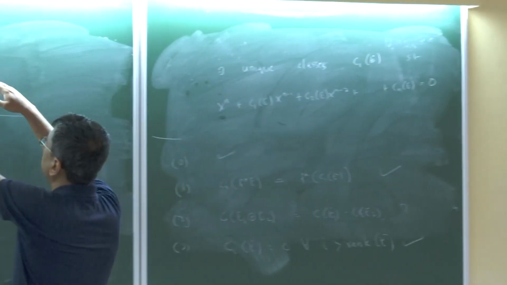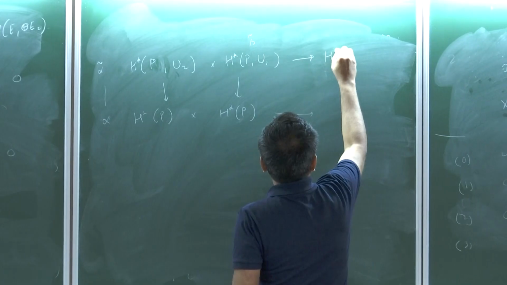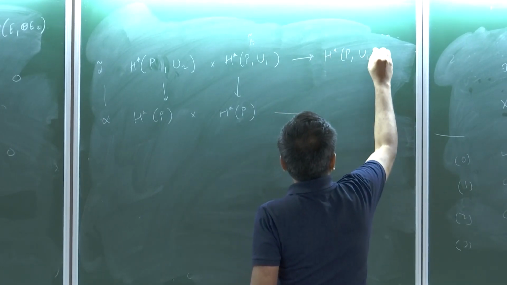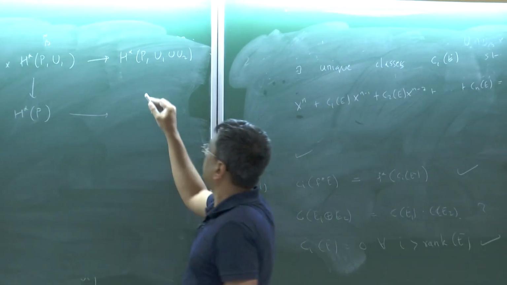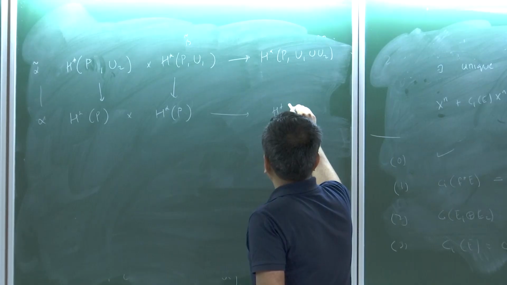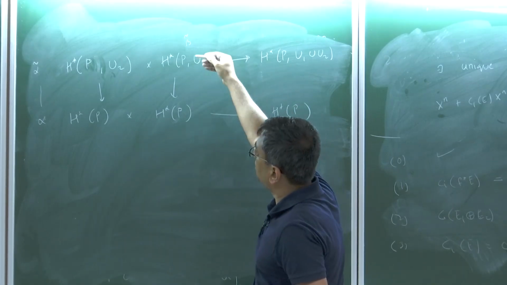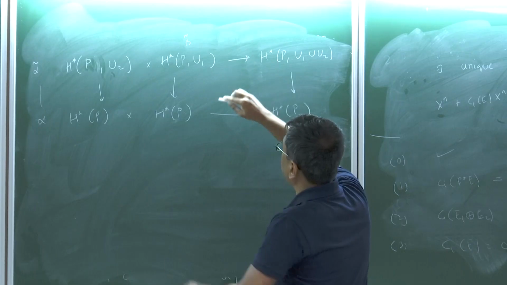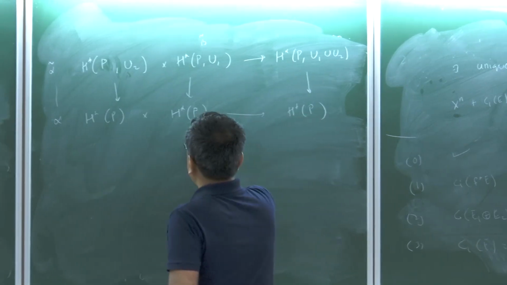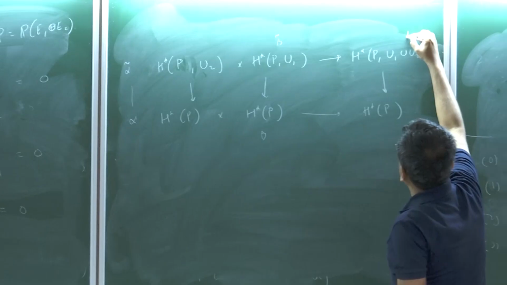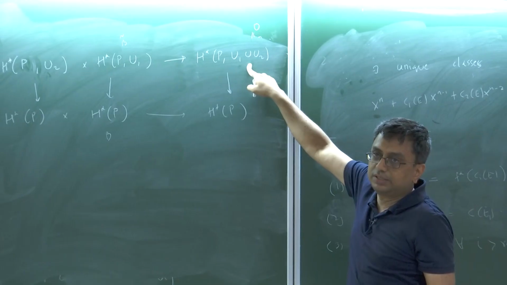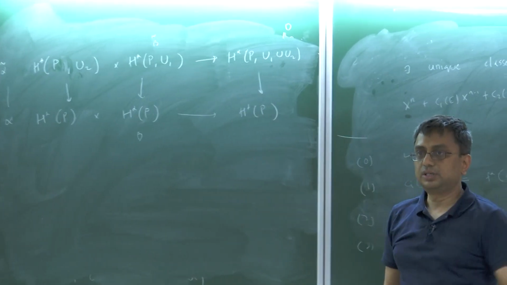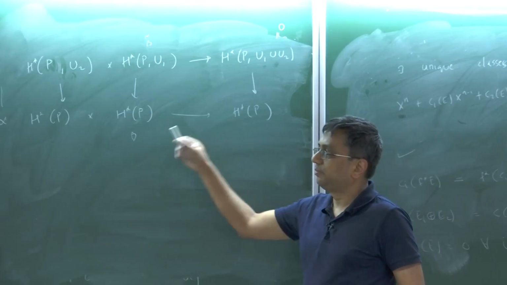So the cup product of these two actually lands in H star of P, U1 union U2. The way cup product is defined, it is compatible with respect to this map from relative cohomology to absolute cohomology. So we have such a diagram. I claim that alpha times beta is 0, because this group is 0, because U1 union U2 is actually the whole space. So this relative cohomology is 0, and therefore alpha times beta is 0.